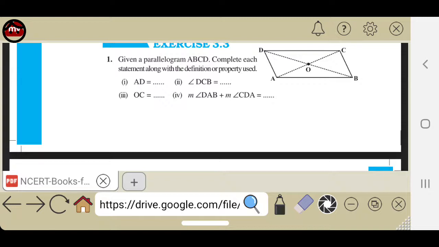And you know that its diagonals bisect each other. So, OC equal to OA. Then we know that adjacent angles are supplementary. That is, measure of angle DAB plus measure of angle CDA equal to 180.